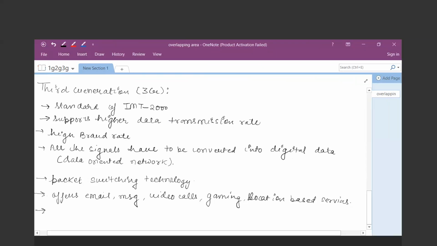In order to do it in a more effective way, because it offers a lot of services and multimedia things, research went on and one protocol was launched, that is UMTS. After launching UMTS with the 3G system, the speed of 3G increased very rapidly.